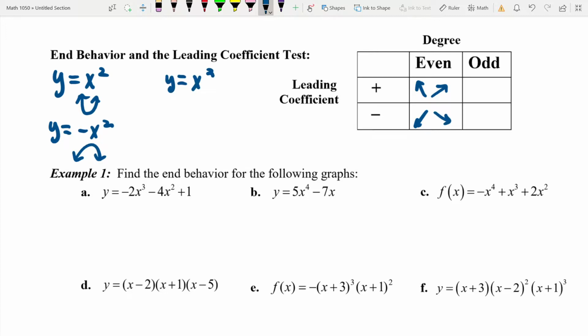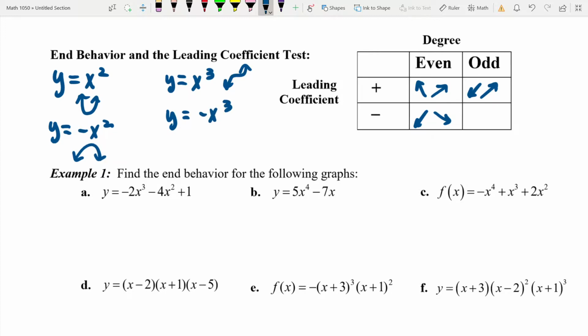So y equals x to the third. So that is a cubic. And there's no reflection on that cubic. So you tell me, left arrow, left up or left down? Left down. And then right arrow, right up or right down? Right up. Okay? Now let's put a negative in front of it.